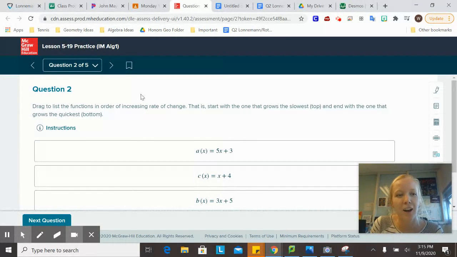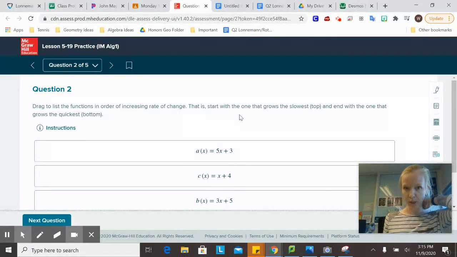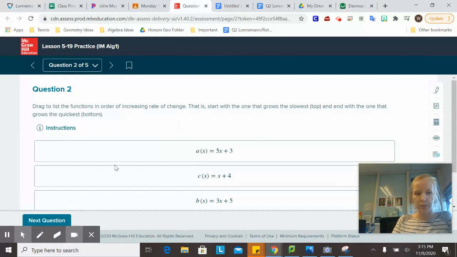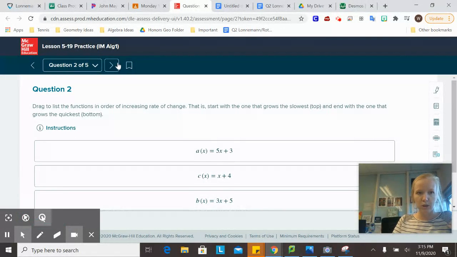Okay. Drag to list the functions in order of increasing rate of change. So remember when we talked about rate of change, I said it was like slope. So you want to put the smallest slope at the top and the biggest slope at the bottom. Again, if you're not sure, go to your Desmos calculator, graph them. Which one is the steepest? That one will go at the bottom. Which one is the less steep? That will go at the top. Next question.